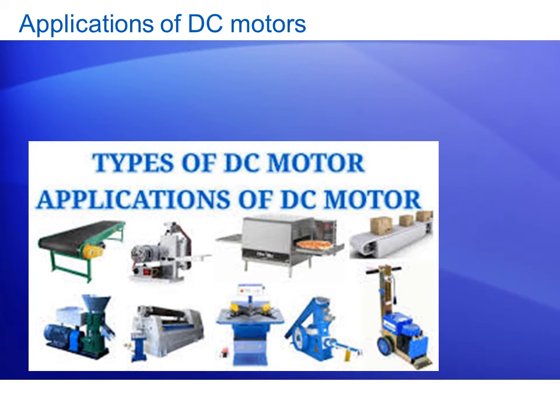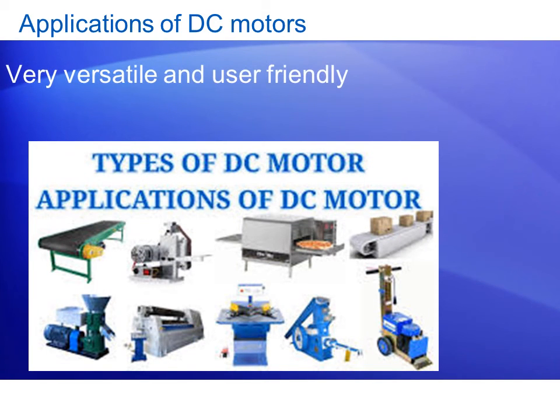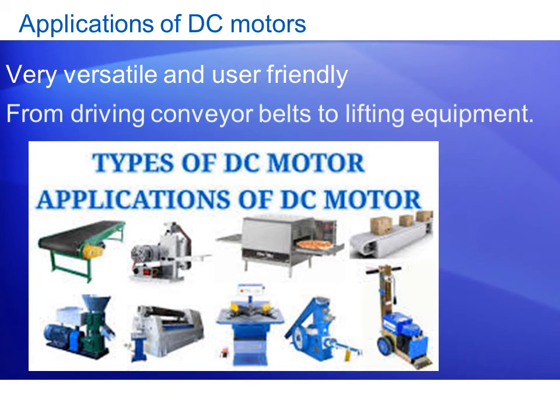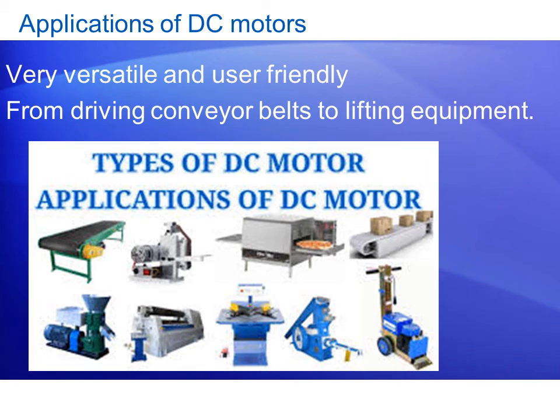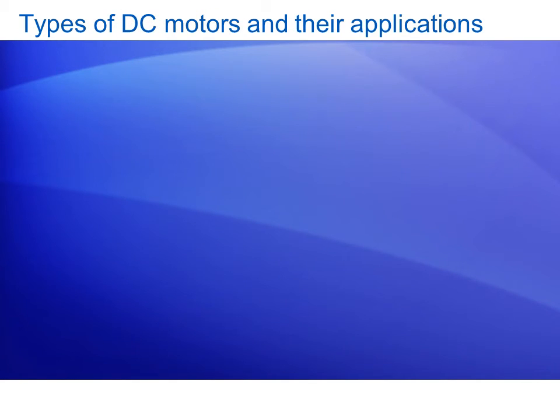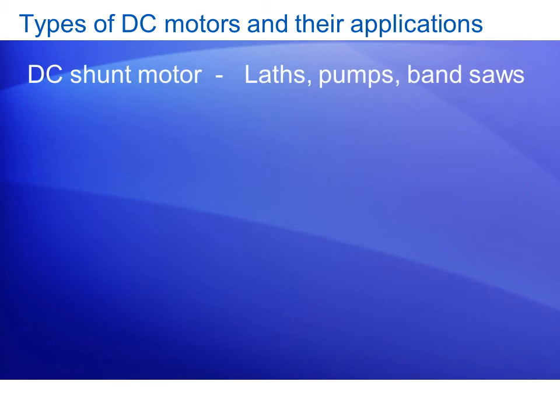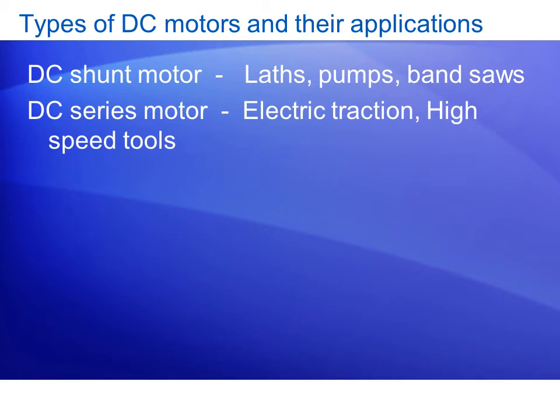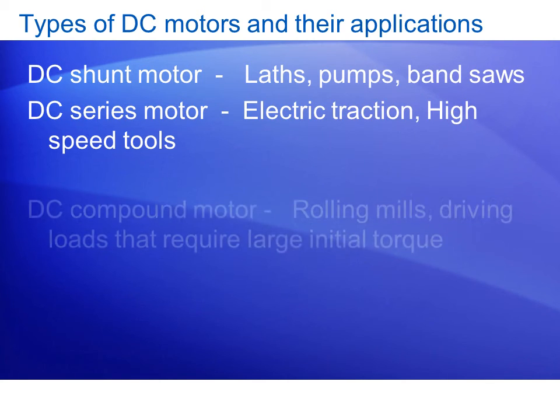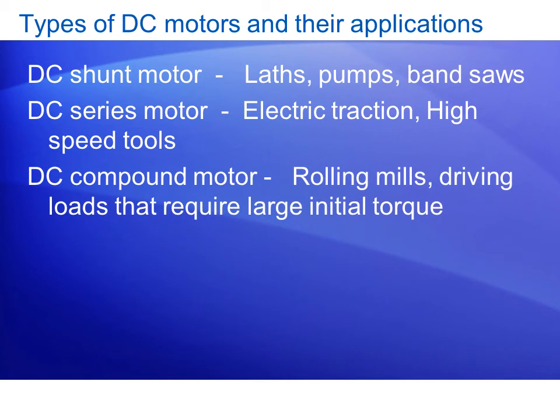Applications of DC motors. They are very versatile and user-friendly, from driving conveyor belts to lifting equipment. Types of DC motors and their applications. The most common one is the DC shunt motor, which can be used for lathes, pumps and bandsaws. The DC series motor is another type which can be used for electric traction and high-speed tools.